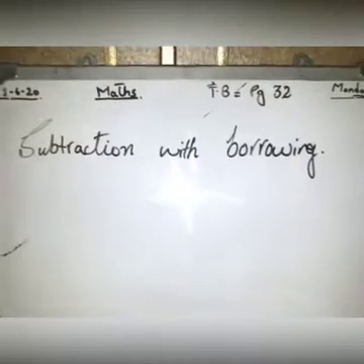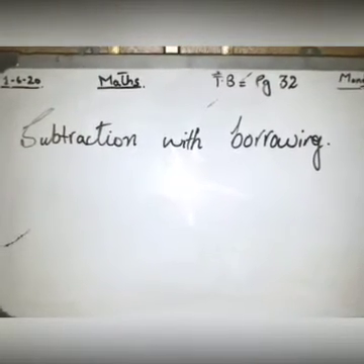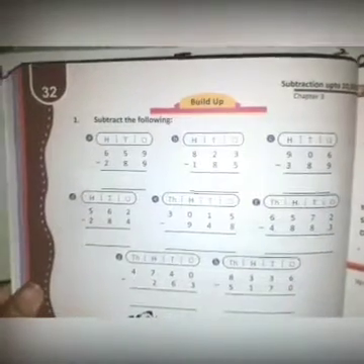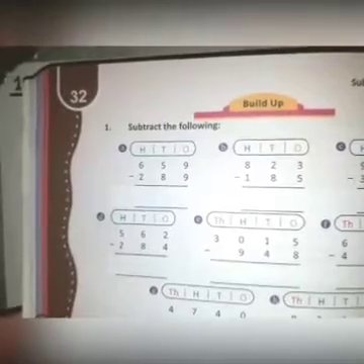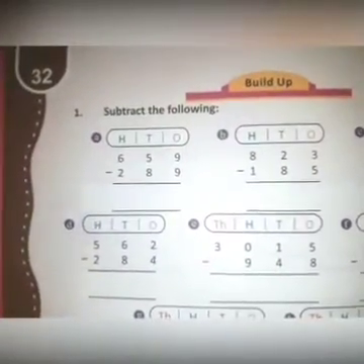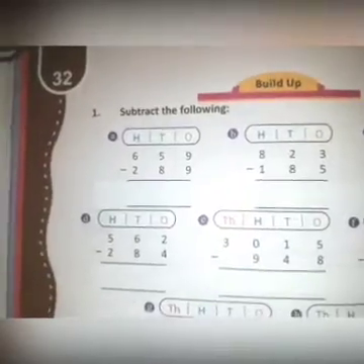Textbook page number 32. The topic is subtraction with borrowing. On page number 32, Brush Up question number 1. Subtract the following. Question A is 659 minus 289. You have to subtract 289 from 659.